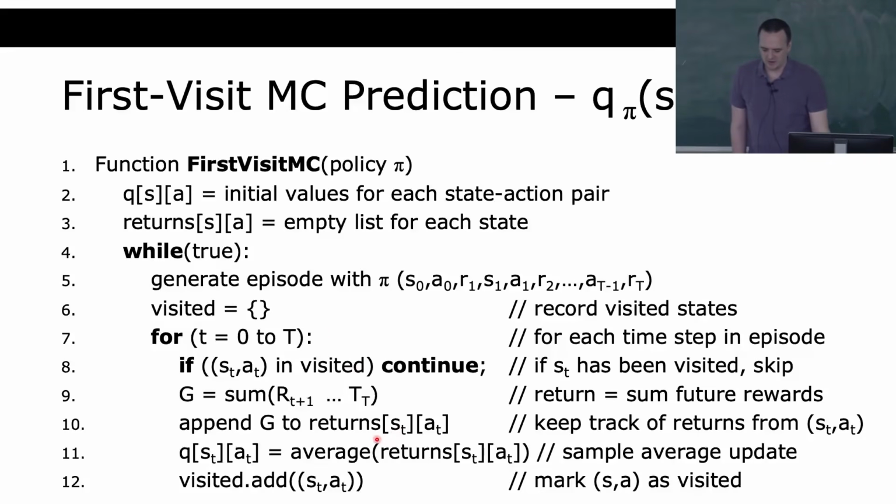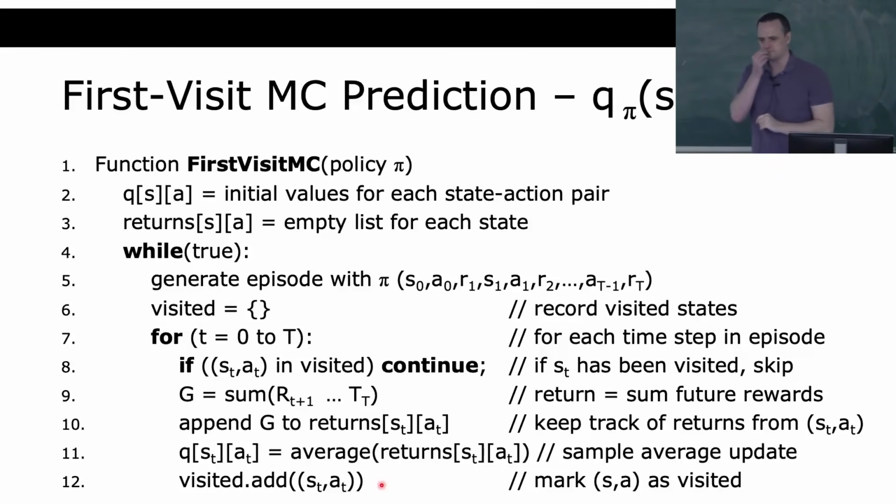And then down here, I say, if it has been visited, then continue. So I wouldn't be updating anything for that step. And then after I've updated it, I add it to the visited. So first visit Monte Carlo is the same algorithm as every visit Monte Carlo. I'm just saying, if I've already seen this state in this episode, then don't update the value for that. So that's first visit and every visit Monte Carlo.